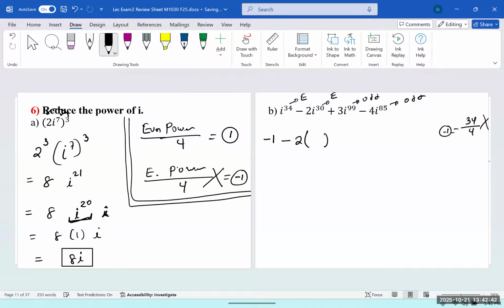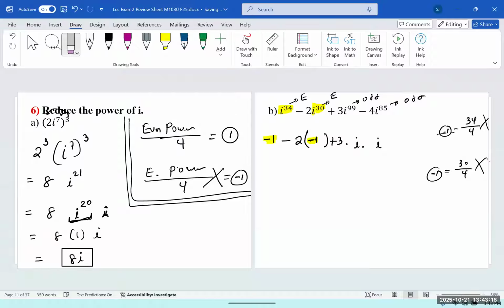Minus 2 times 30. Is 30 divisible by 4? No. So the answer is -1. So 2 times -1. This i to the 34 is -1. This i to the 30 is also -1. And then we have odd cases. So for odd cases, you have to split them. So it's 3 times i times i.